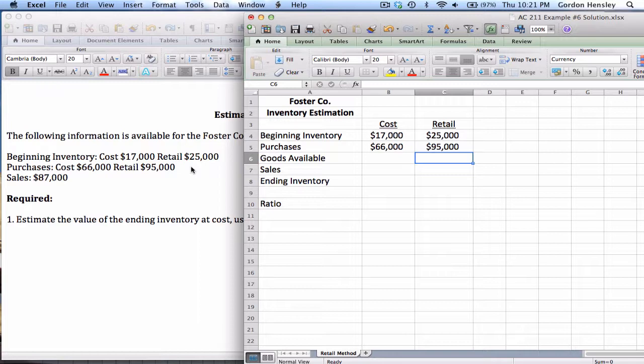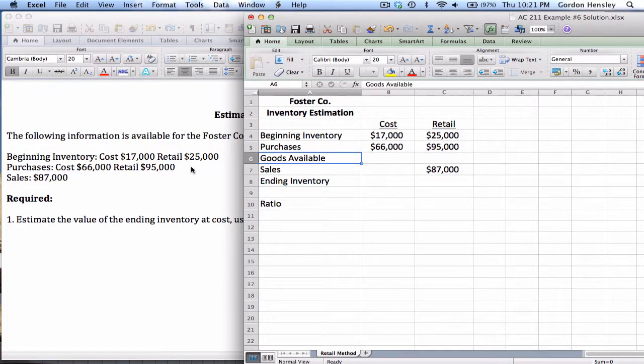The only other thing I've been given is the sales, and that's going to go down here under sales, but notice only on the retail side, because remember, sales are at the retail price, and that is $87,000. So that's all the information that I was given, and once I plug in that information, the rest of it I'm going to have to calculate and figure out for myself.